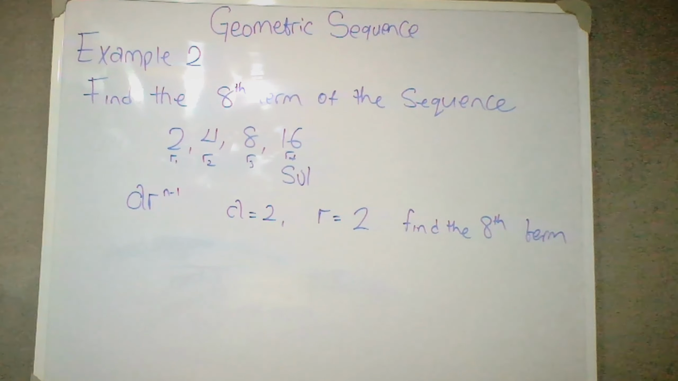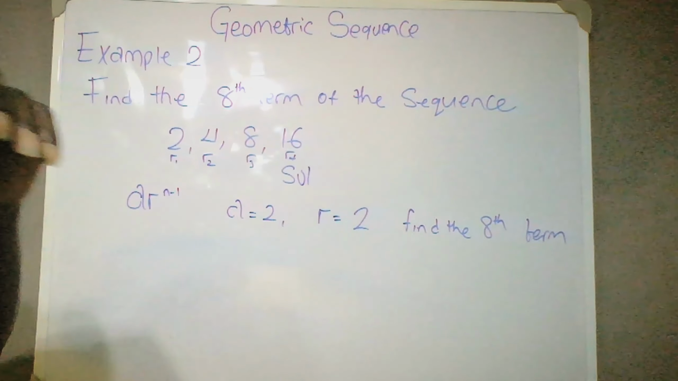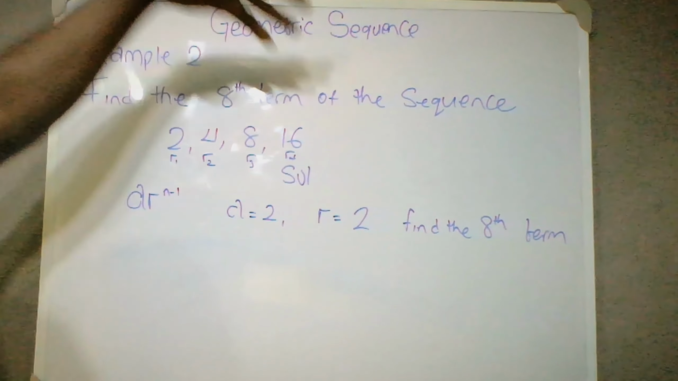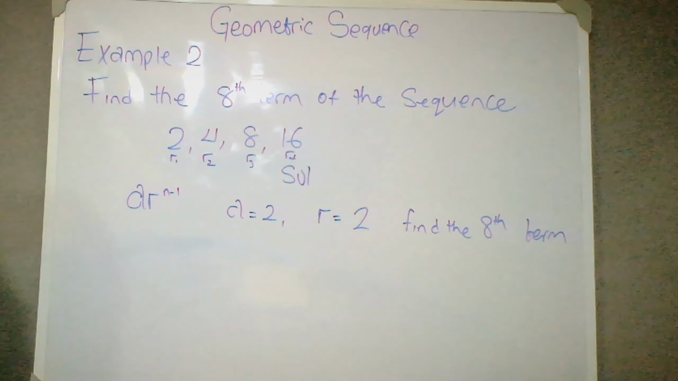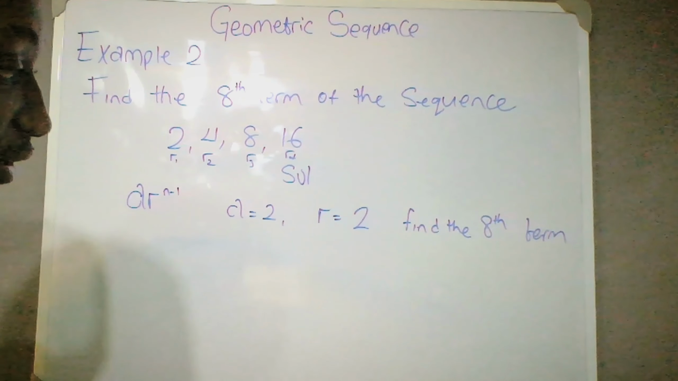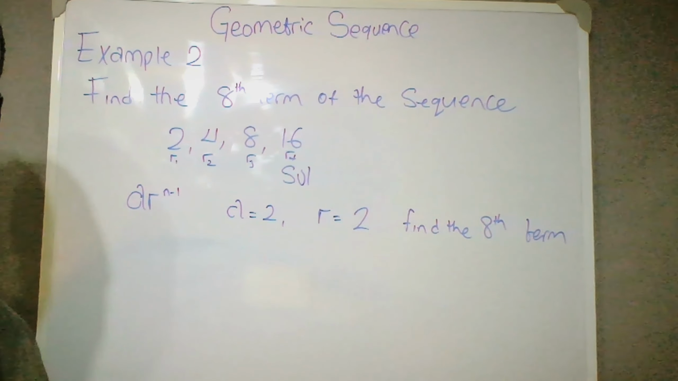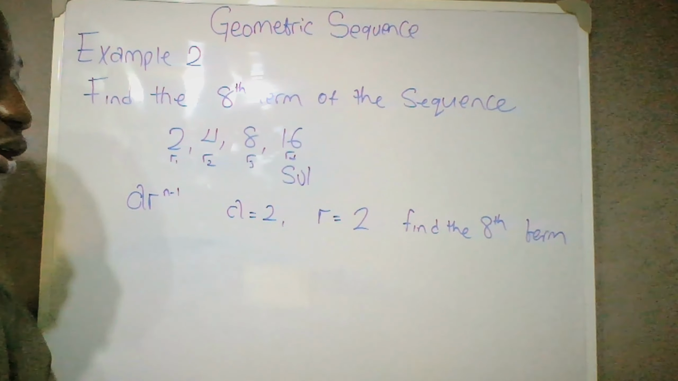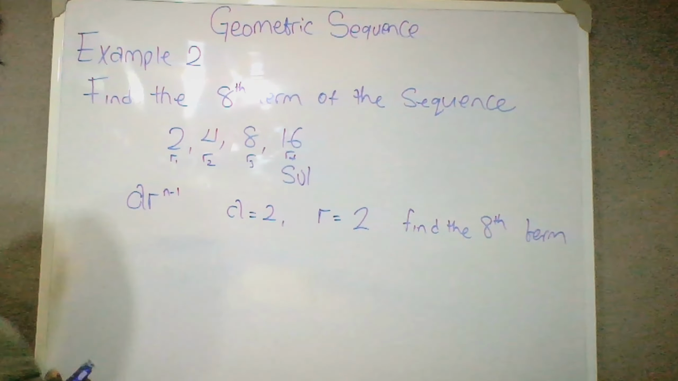So the instruction: we have the fourth term, 8, and we have to solve for the 5th, 6th, 7th, and 8th. There are two ways of doing this, so I'm going to walk you through both. The first way is more of a long cut, a longer route compared to the second one. So let's take it together quickly.